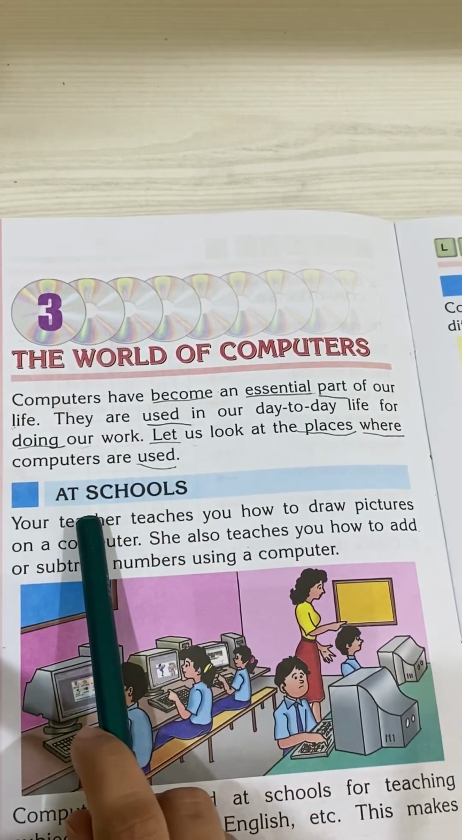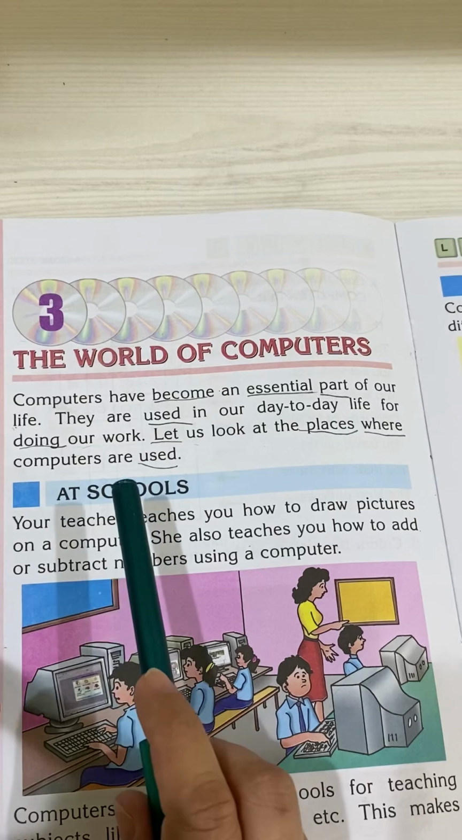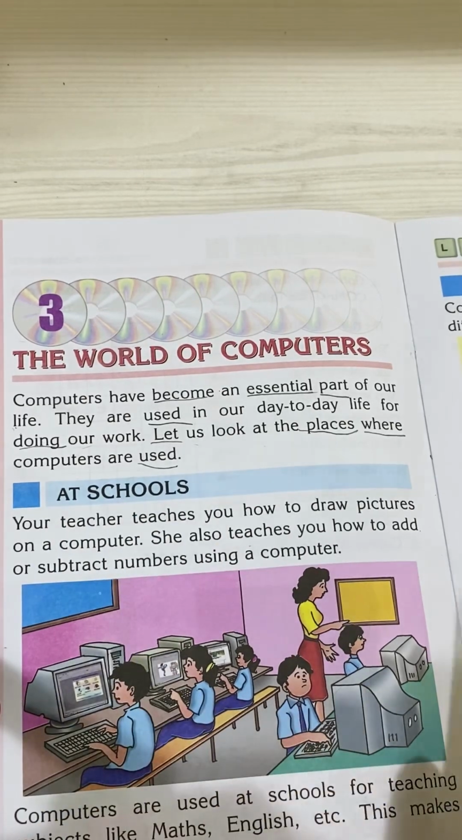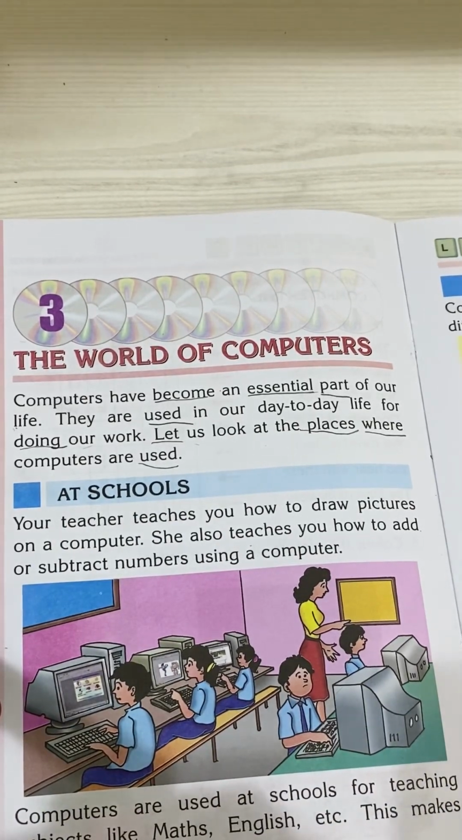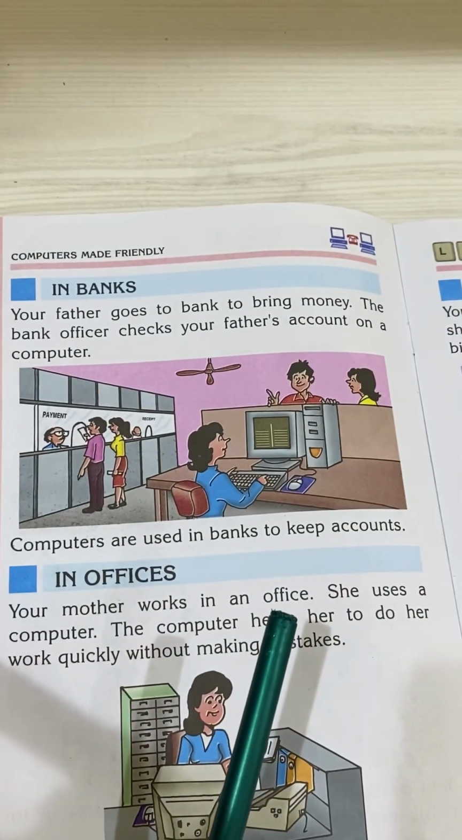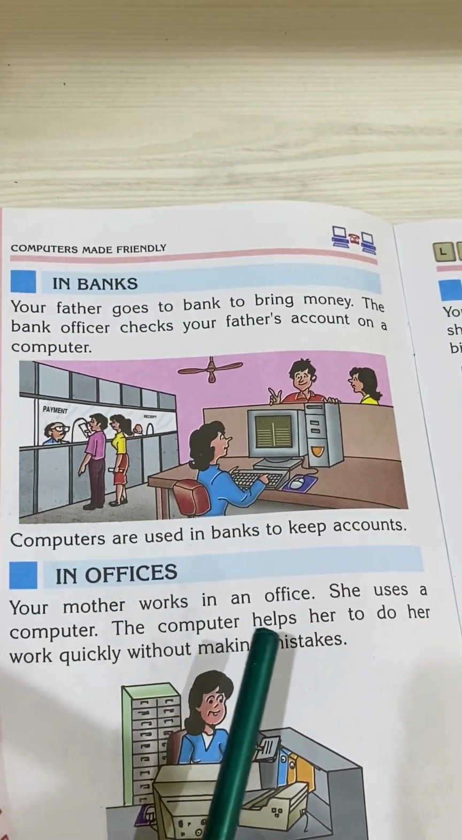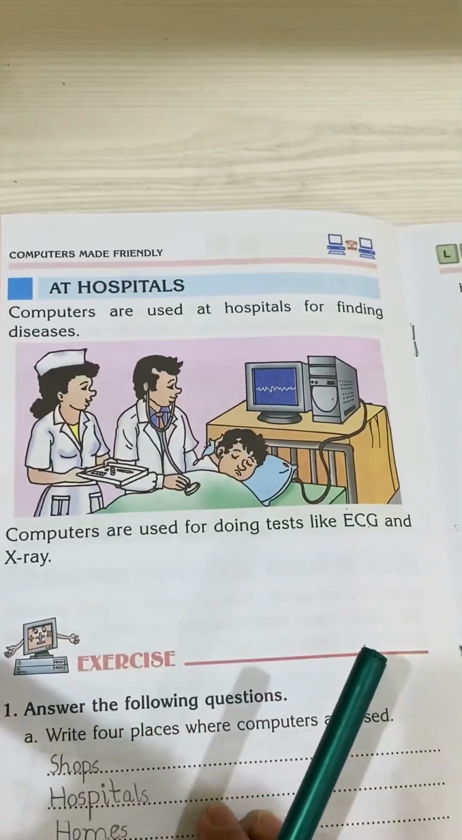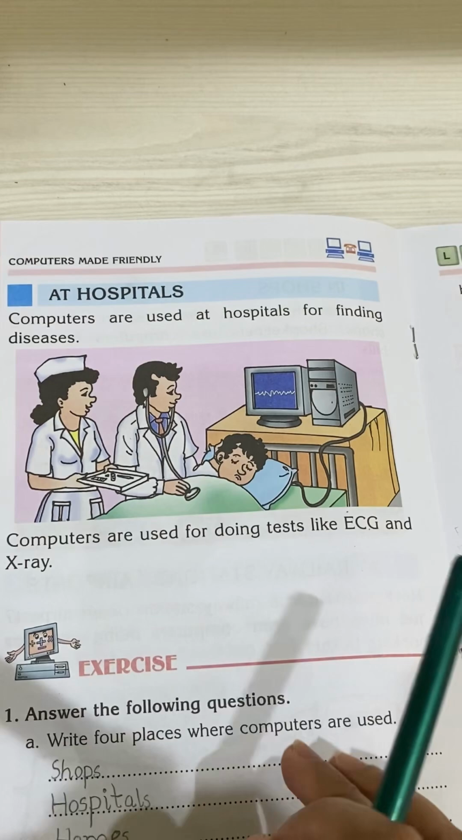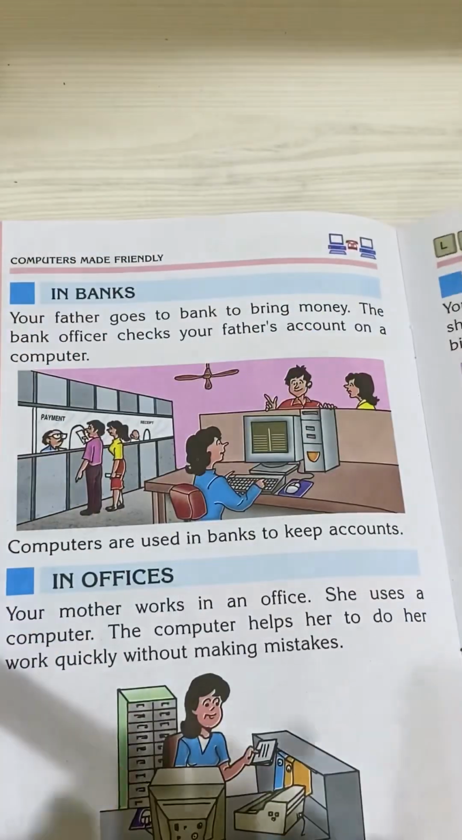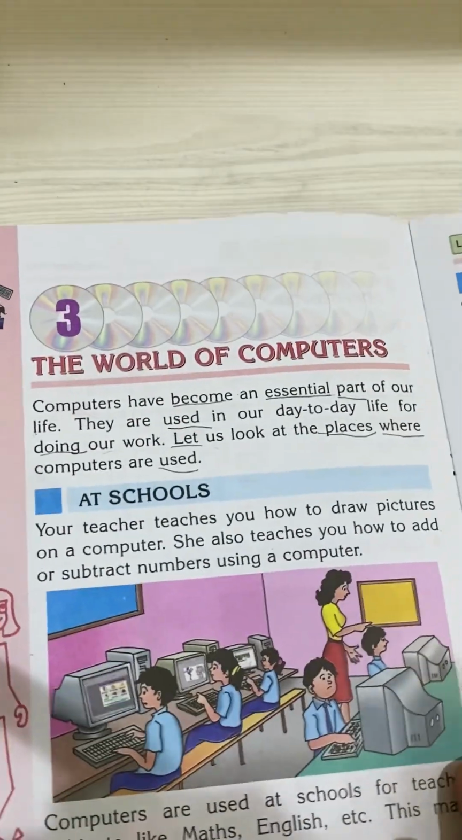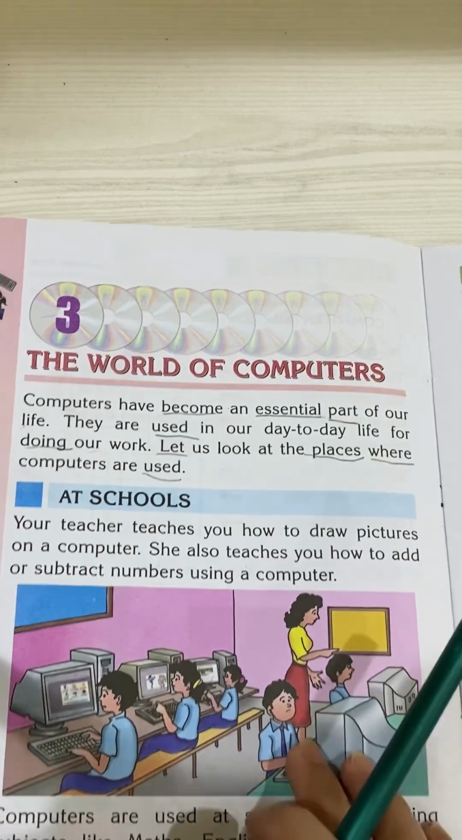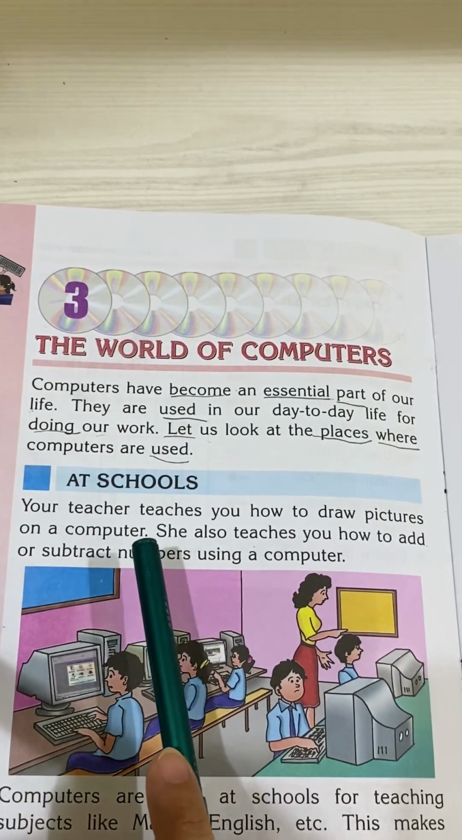The first place that we study in our book is schools, and second we will study how we use computers at home, in banks, in offices, in shops, at railway stations and airports, and lastly at hospitals. In all these areas and places, computers are used in different work. Okay, let's start at schools.